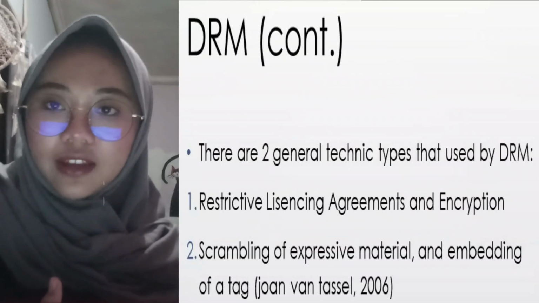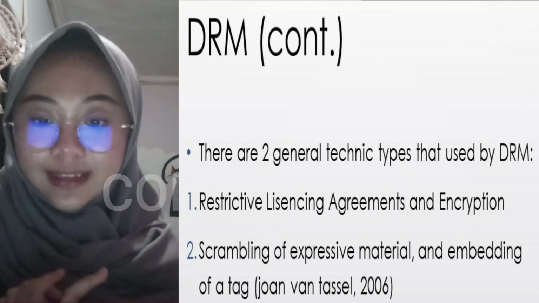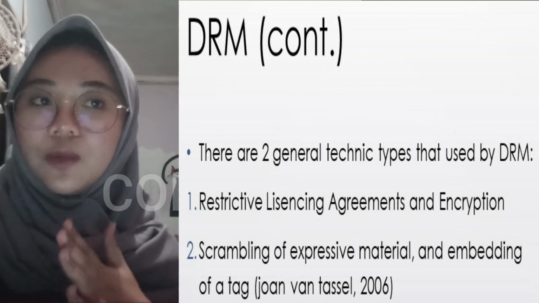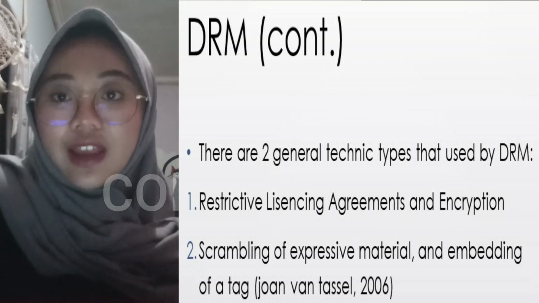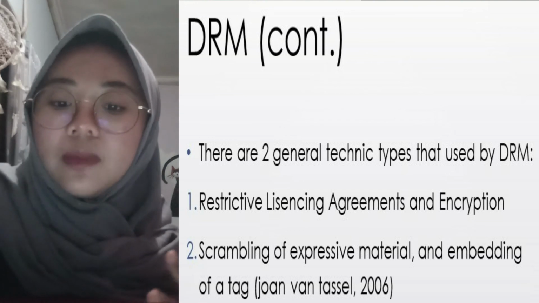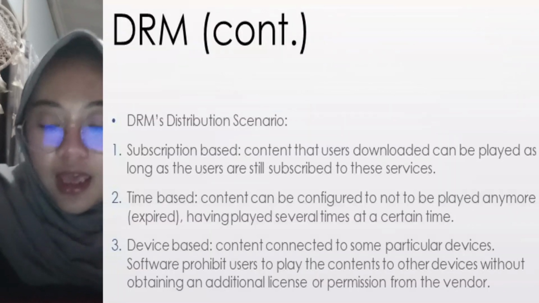For the general techniques, there are two main ones, which are restrictive licensing agreements and encryption, which means that someone needs to pay for a license in order to use your program or your content, and also scrambling of expressive material and embedding of a tag.